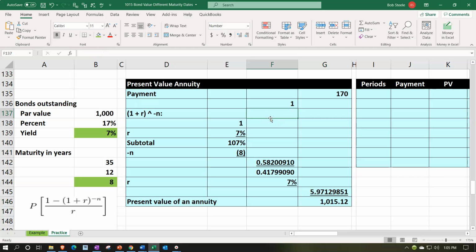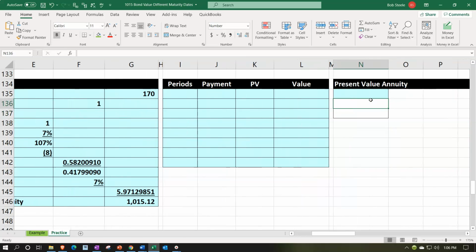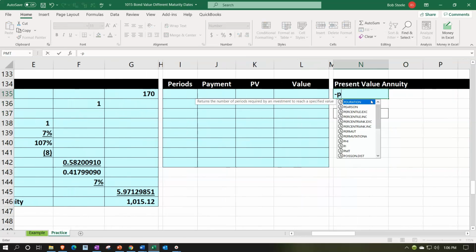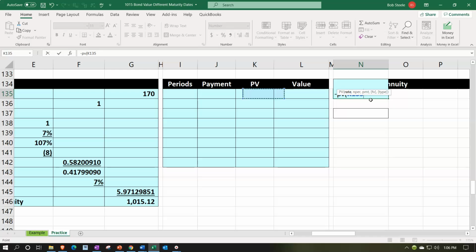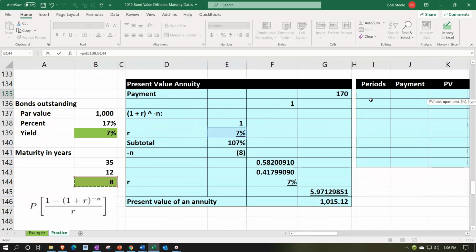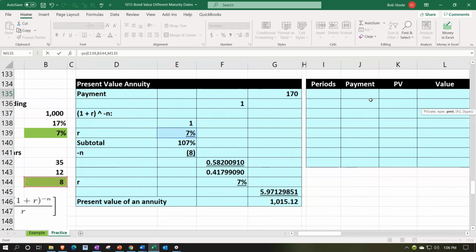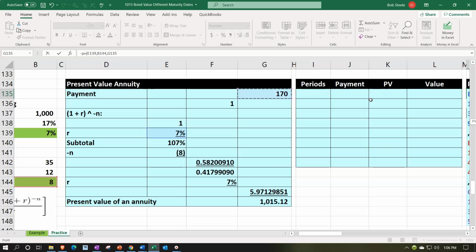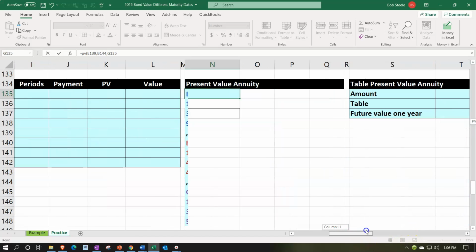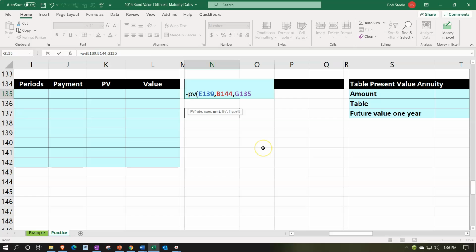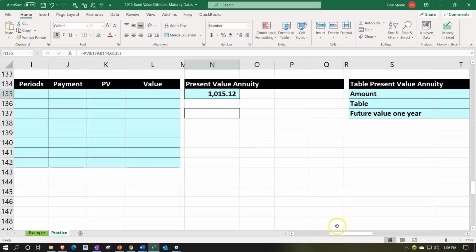There we have it. So now let's do it again, this time with the formula, the magic way. So we're going to go over here. This is going to be negative present value, shift 9, rate 7%, comma, number of periods, now 8 this time, which is green, making it easy to pick up. Payment 170. So there we have it again. And enter. So it has gotten to that same number again.